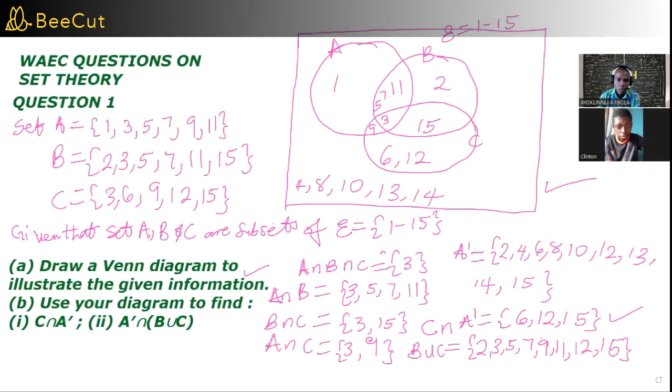So now what is A complement intersection B union C? What is in A complement and is also in B union C? So what are those elements there? 2. 2 is there, yes. No 4, no 6, no 8, no 10, but we have 12, right? Only 2 and 12. So that is the end of that question. So that is the way to do it in any exam.